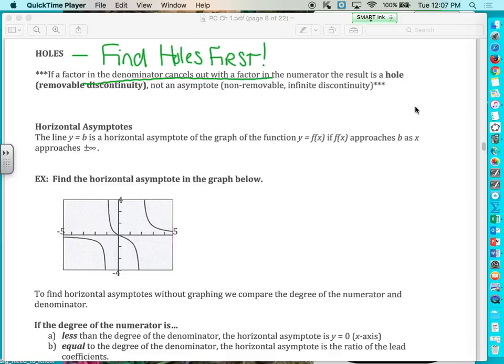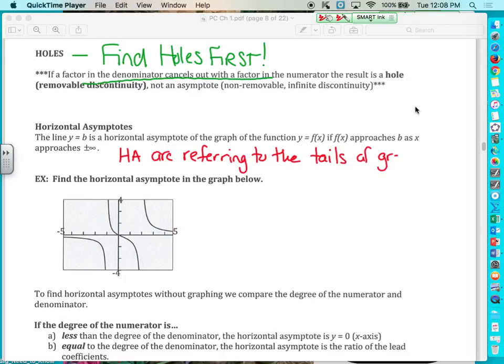And then the last piece is horizontal asymptotes. Horizontal asymptotes are talking about the tails. So if you're talking about a horizontal asymptote, it doesn't really matter what happens close to the x-axis, the y-axis, the origin part. Horizontal asymptotes are talking about the tails of the graph. So what's happening at the ends of the graph here?